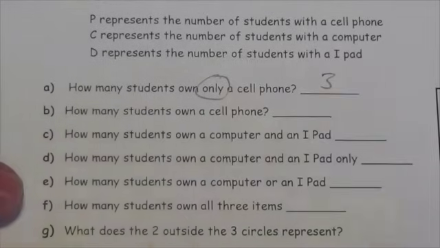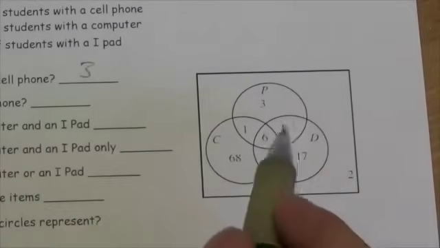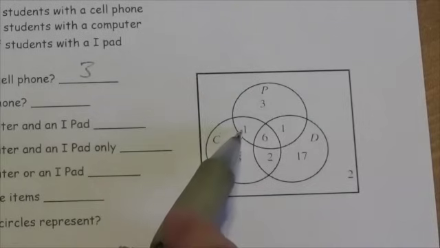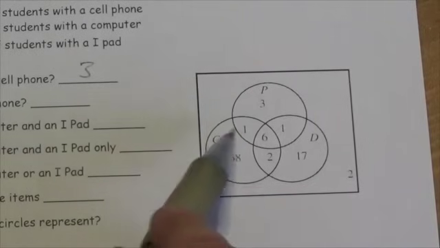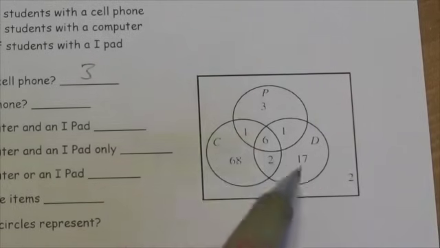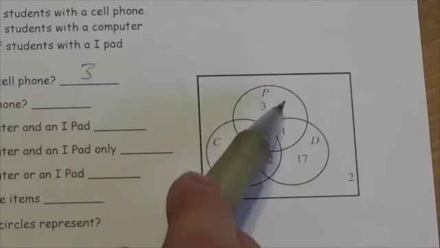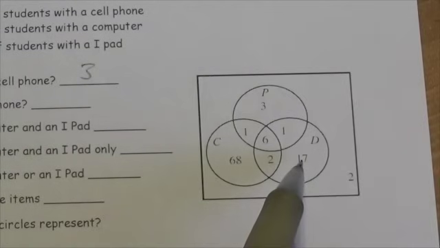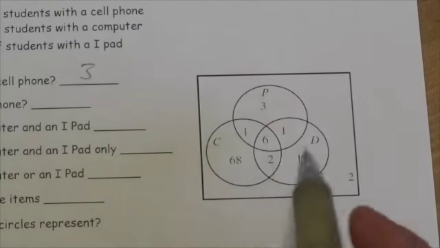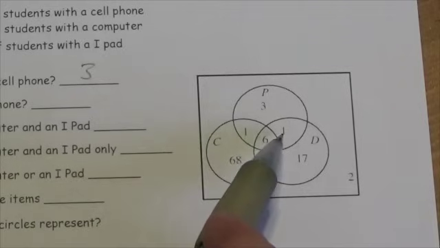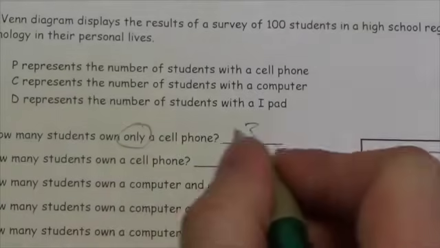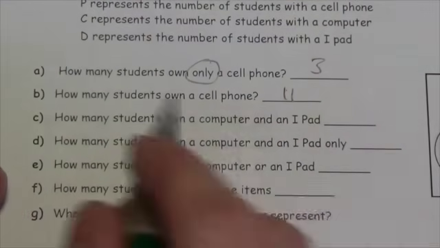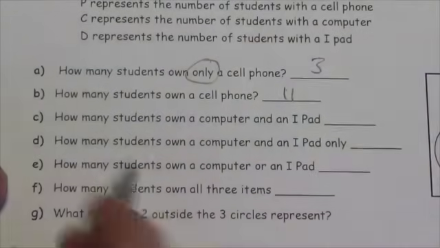How many students own a cell phone? That's a different question because in that case, I don't care about the overlap. So 3 have only a cell phone, 1 has a cell phone and a computer but no iPad, 6 have all 3, and 1 over here has a phone and an iPad, but no computer. So 3 and 1 is 4 and 1 more is 5, and 6 is 11. So there are 11 students in that set that have a cell phone, not just a cell phone, but have a cell phone.